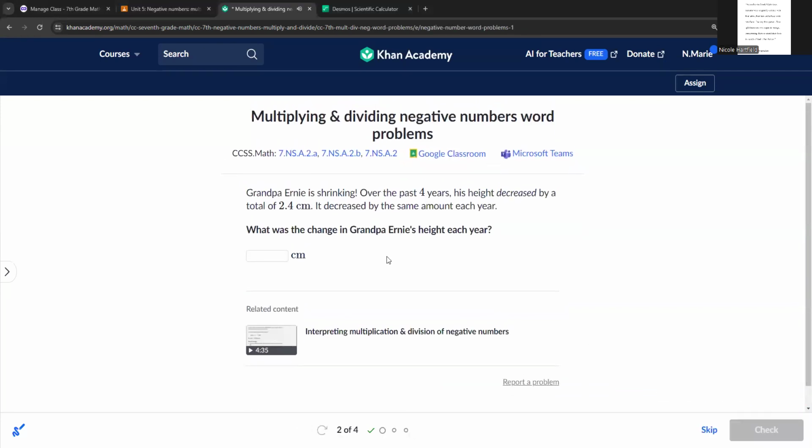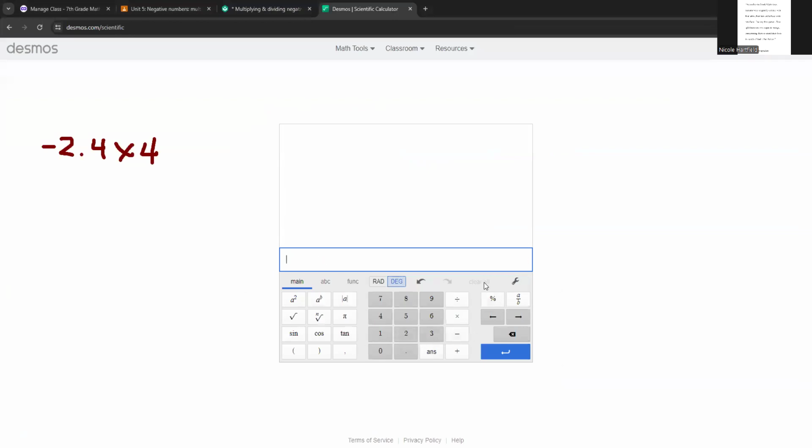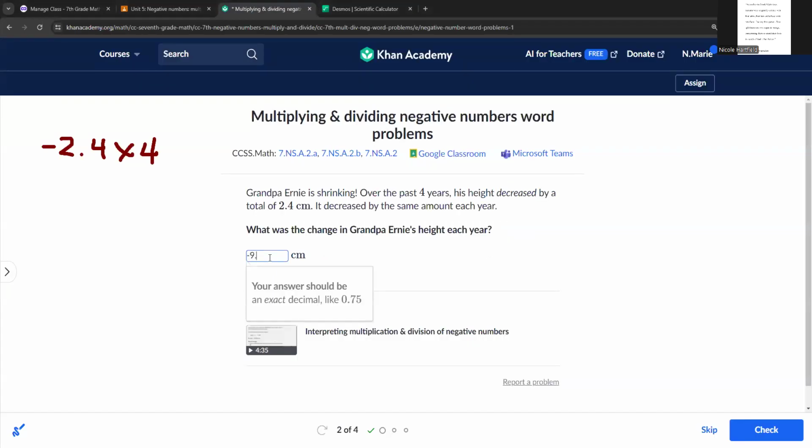Grandpa Ernie is shrinking. Over the past 4 years, his height decreased by a total of 2.4. It decreased by the same amount each year. What was the change? Okay, so then the change is he's going down by 2.4, and it's been 4 years. So what's negative 2.4 times 4? Negative 9.6. So he's now at negative 9.6. Oh, they just want the change. So I'm guessing, wait, hold on.